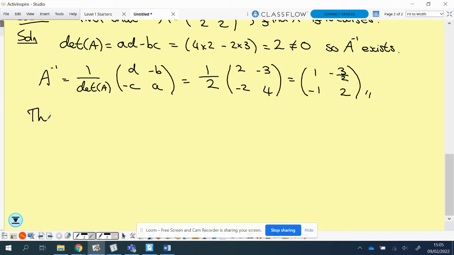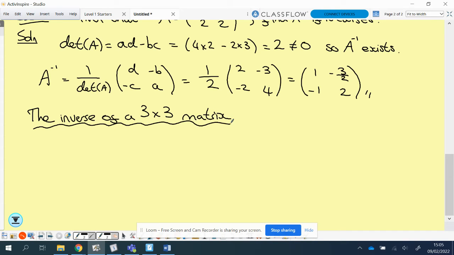So, the inverse of a 3x3 matrix. Now for this we're going to need our Gaussian elimination skills. You're going to see why once we set it up, but our row operations will be very important for us here. So if A is a 3x3 matrix, provided A inverse exists, so you'd work out the determinant of a 3x3 matrix, which we know how to do as well.